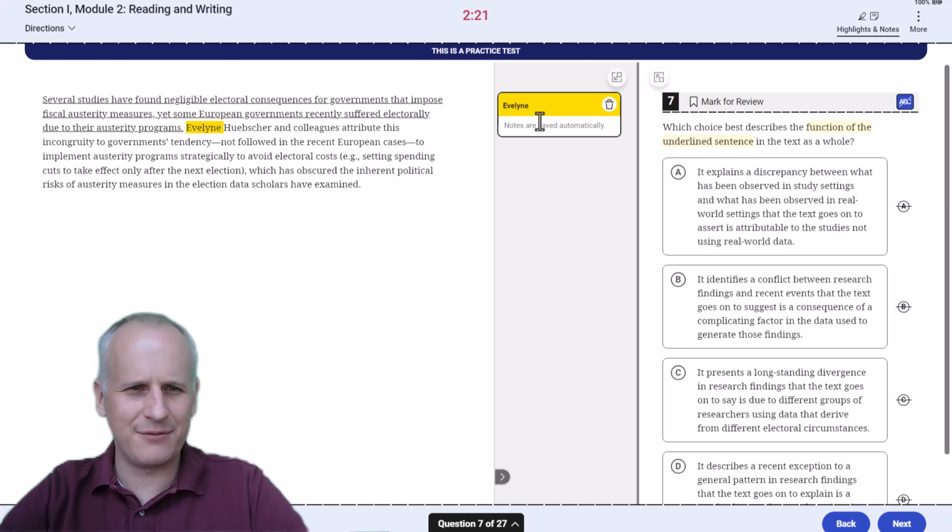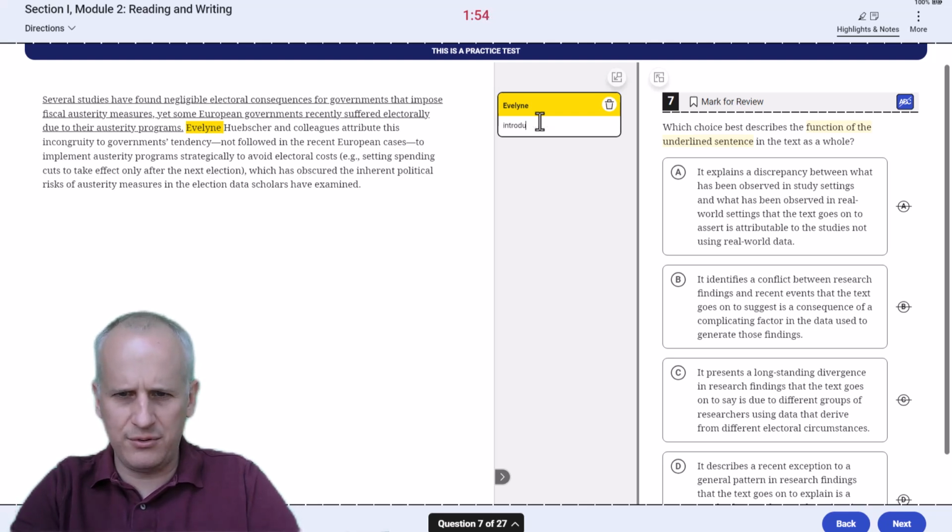It reads, several studies have found negligible electoral consequences for governments that impose fiscal austerity measures, yet some European governments recently suffered electorally due to their austerity programs. These researchers attribute this incongruity to governments' tendency, not followed in the recent European cases, to implement austerity programs strategically to avoid electoral costs, which has obscured the inherent political risk of austerity measures in the election data scholars have examined. So it's basically to introduce a kind of contradiction that is then explained. So we can be pretty bland.